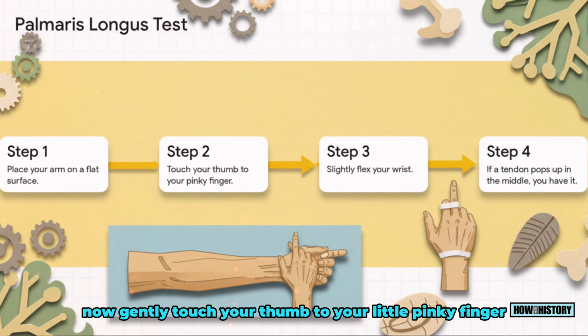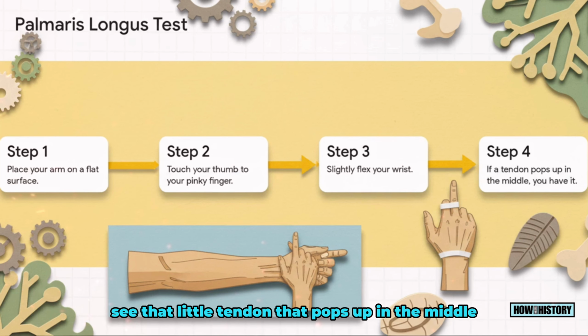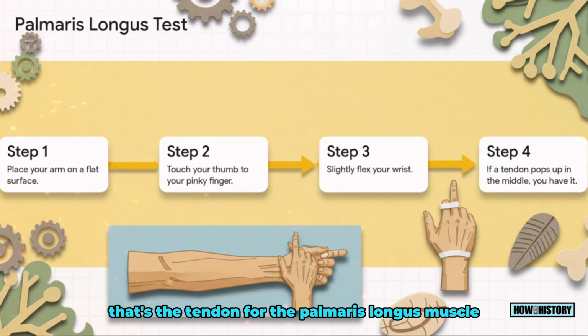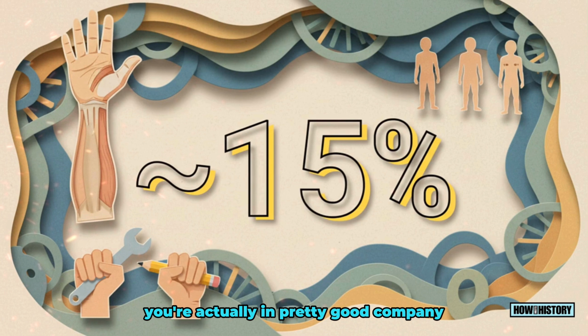Now, gently touch your thumb to your little pinky finger, and then just slightly lift your hand up at the wrist. See that little tendon that pops up in the middle? If you do, that's the tendon for the palmaris longus muscle. And if you don't see it, don't worry. You're actually in pretty good company.